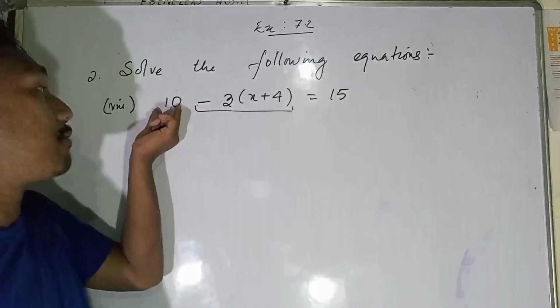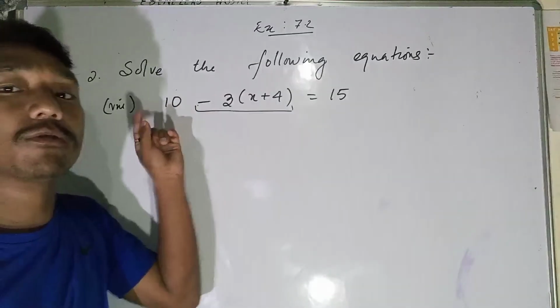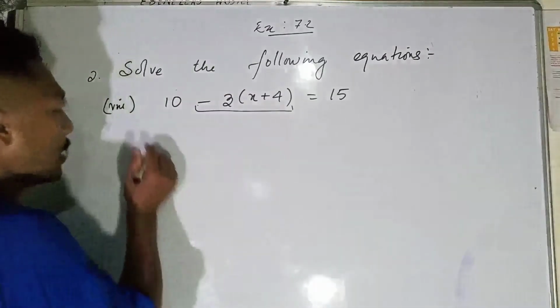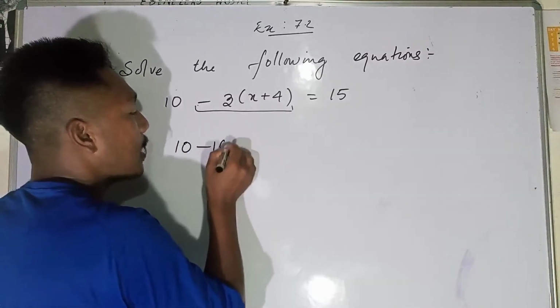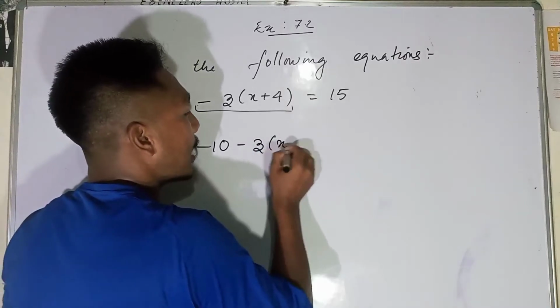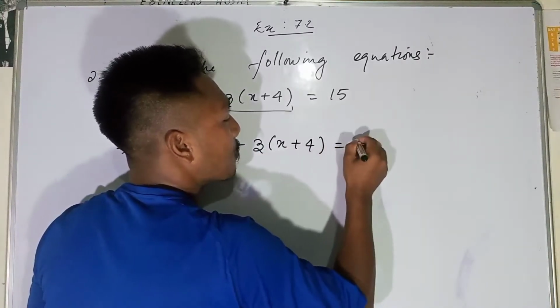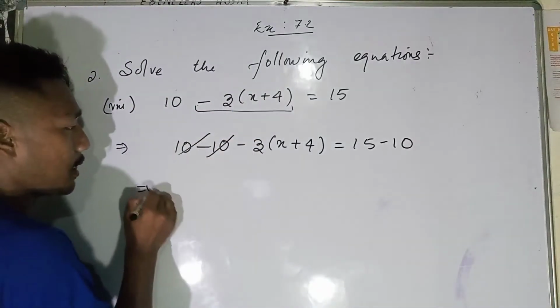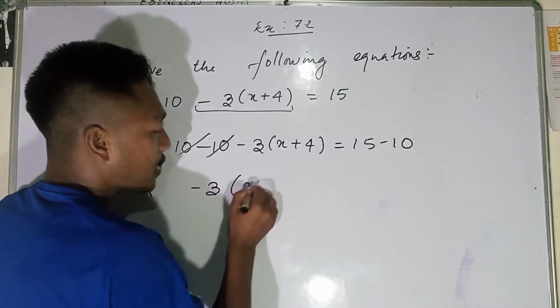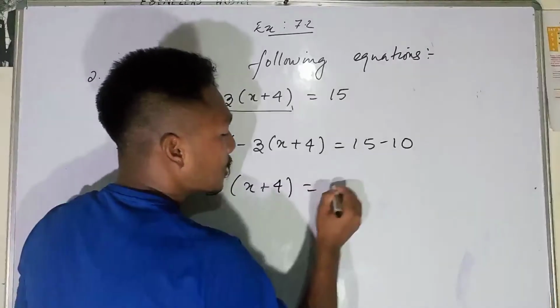So in front of 10 we have a plus sign. That means I have to subtract it. To remove this 10, I have to subtract it. So what I shall do is subtract 10. Again minus 3 times (x plus 4). Then again I have to subtract 10 on this side also. So minus 10 and minus 10 get cancelled. That is minus 3 into (x plus 4) is equal to 5.